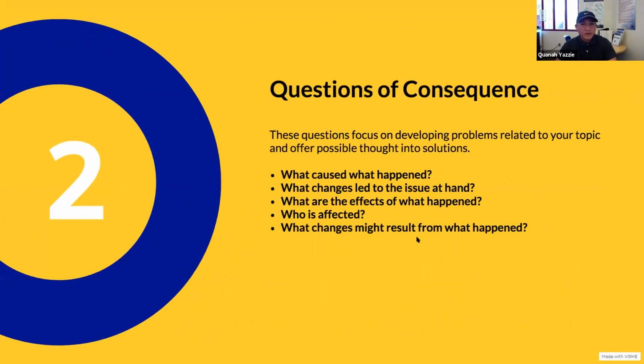All right, next one is questions of consequence. These questions focus on developing problems related to your topic and offer possible thoughts and solutions. So let's say we're focusing on climate change. What caused climate change to happen? And that's where we generate more and more questions. What changes led to the issue at hand? What changes led to climate change? Then we ask ourselves those questions towards our topics.